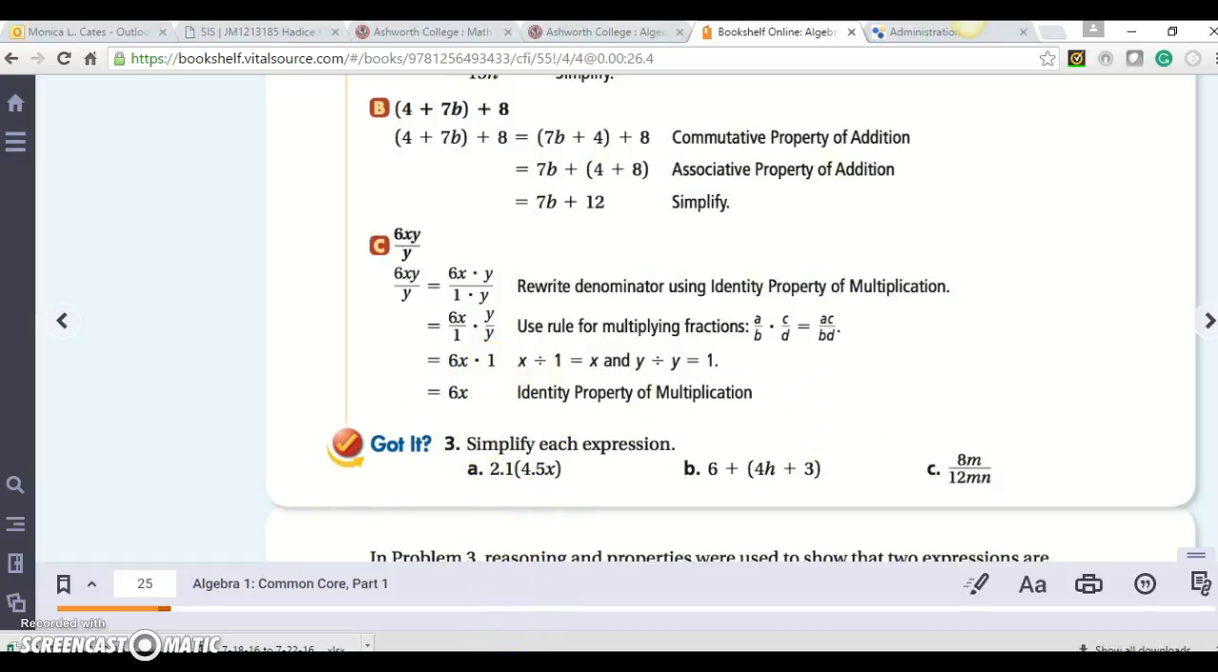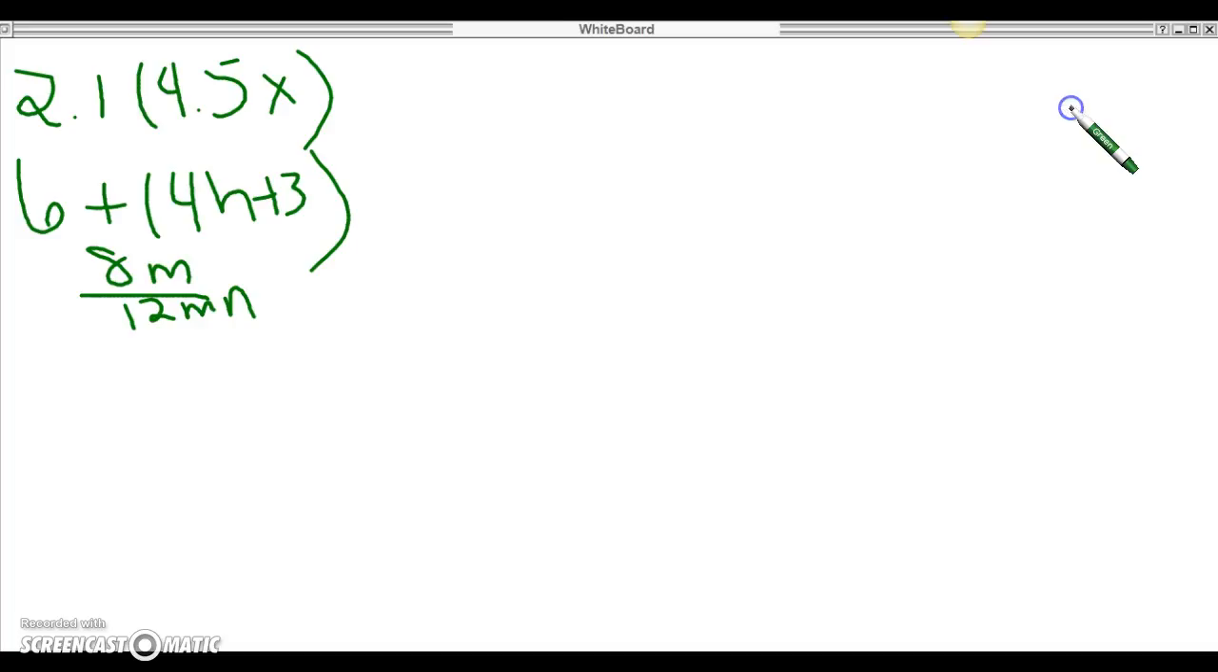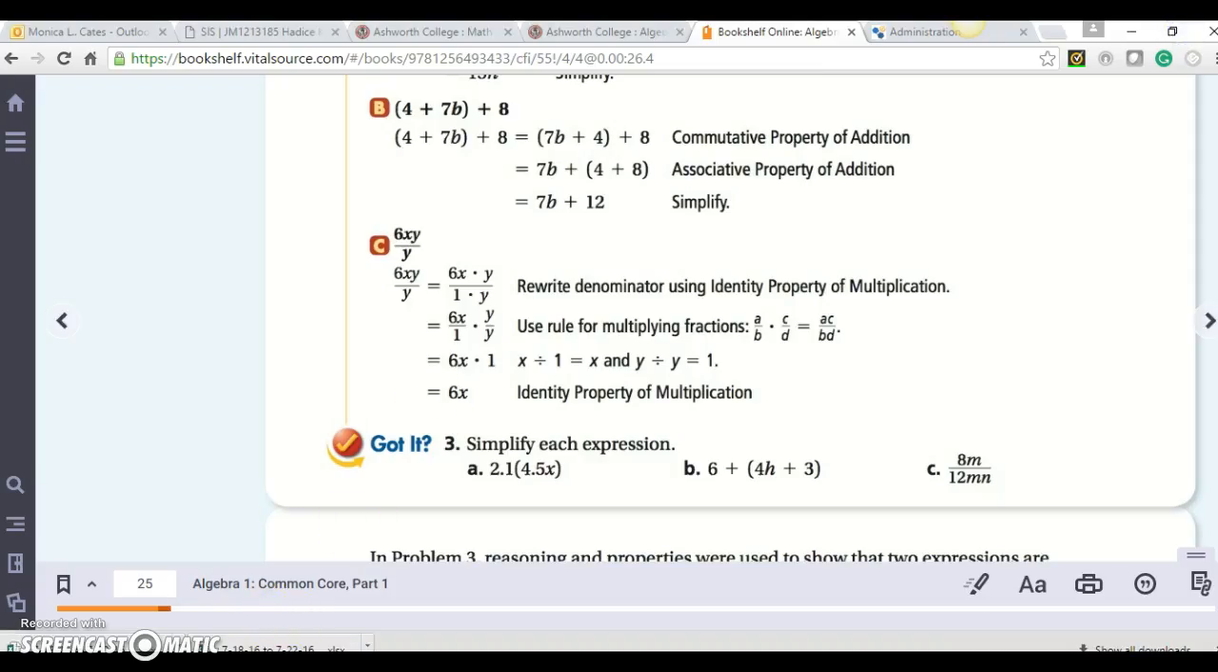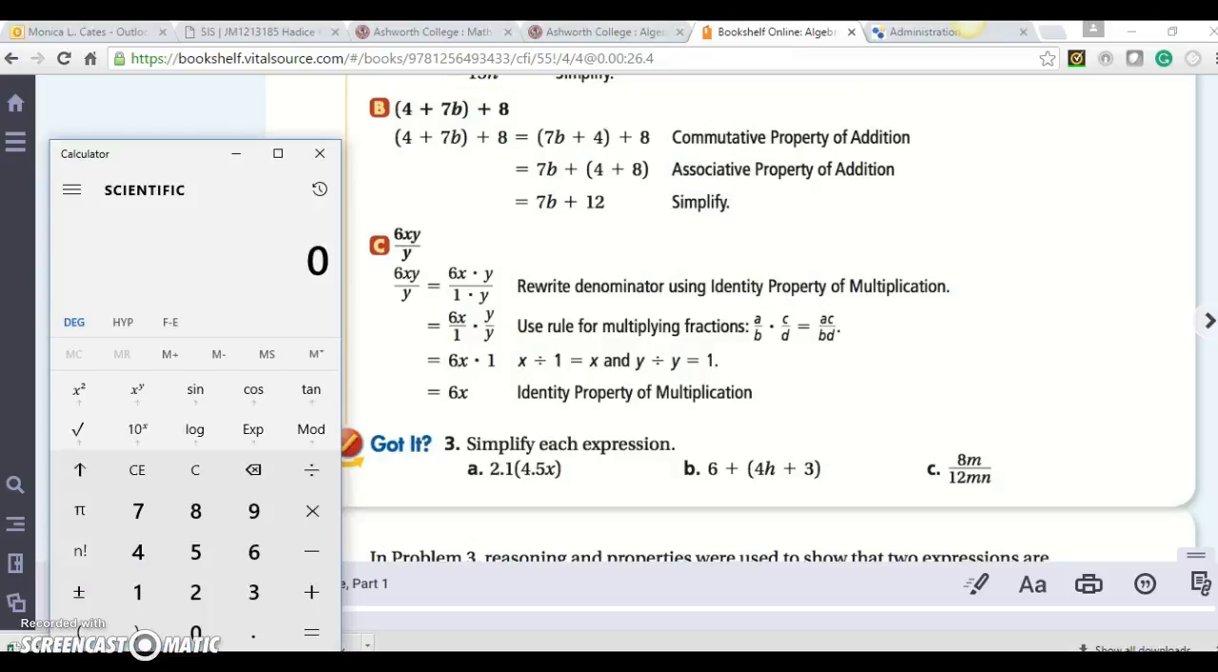Let's look at the guidance. So I've written them here on my whiteboard. And I first have 2.1 times 4.5 times x. So I am going to regroup it. So that's associative property. And that's going to give me 2.1 times 4.5 times x. And when I put that in my calculator, it'll give me 9.45.